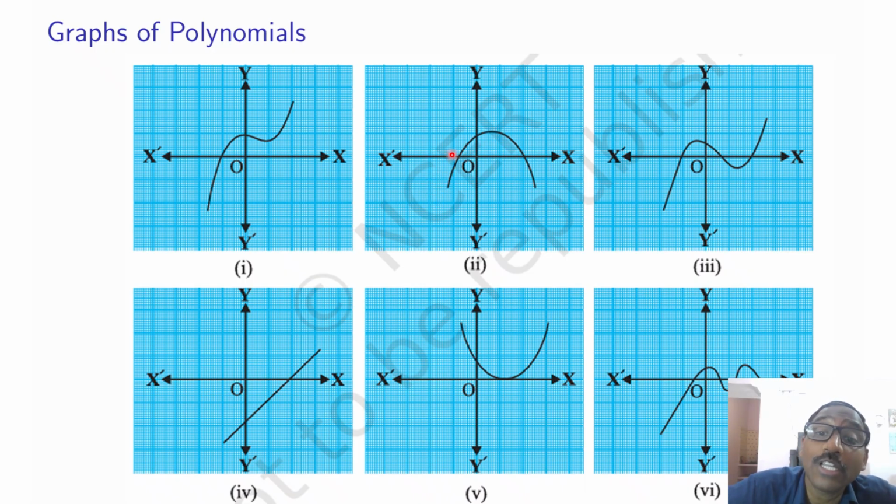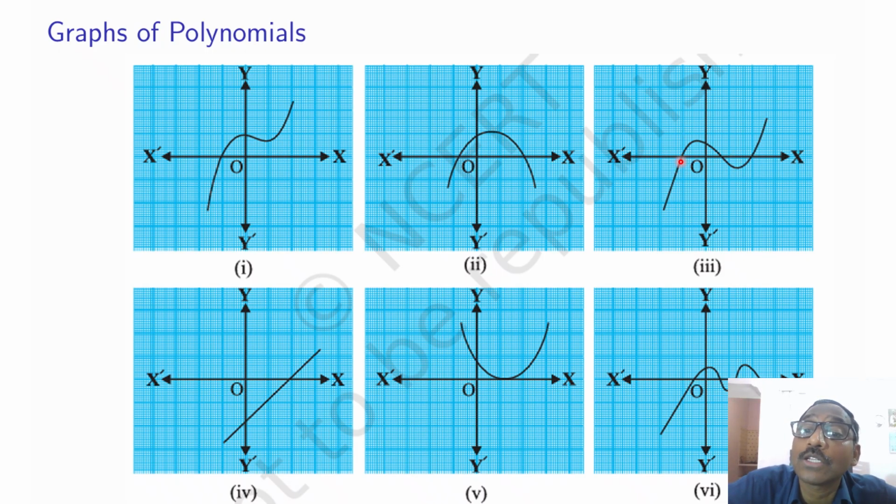How many times is this curve intersecting the x-axis? Yes, here one time and here one time. At 2 points, this parabola is intersecting the x-axis. That's why this polynomial is having how many zeros? 2 zeros.